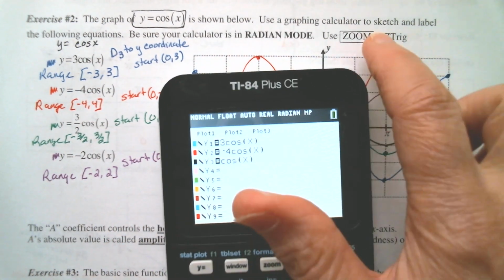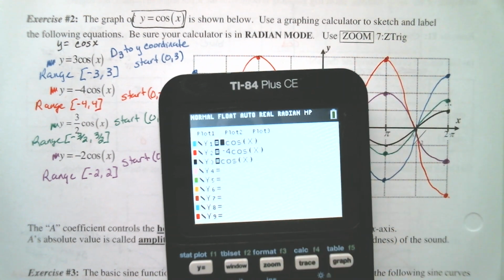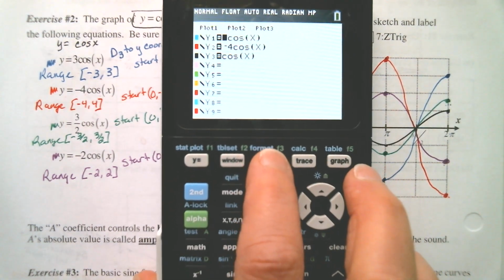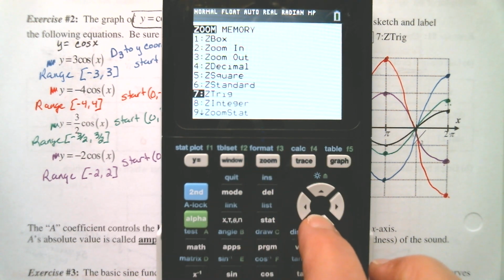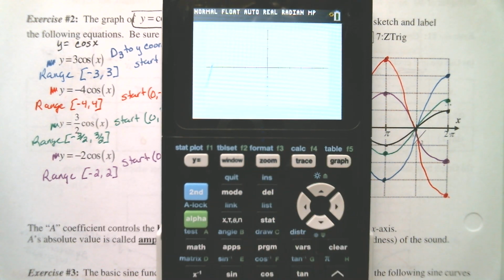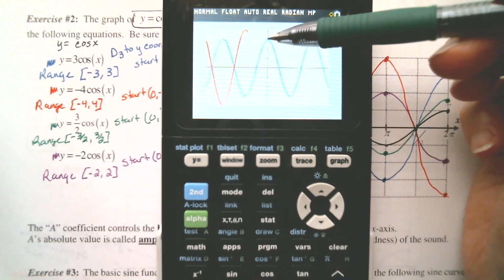And then it says to zoom 7. So you press the zoom key, and then you can arrow down to number 7 or press the key 7. So there's the blue. That's y equals 3 cosine x. You see that it is starting at 0, 3.